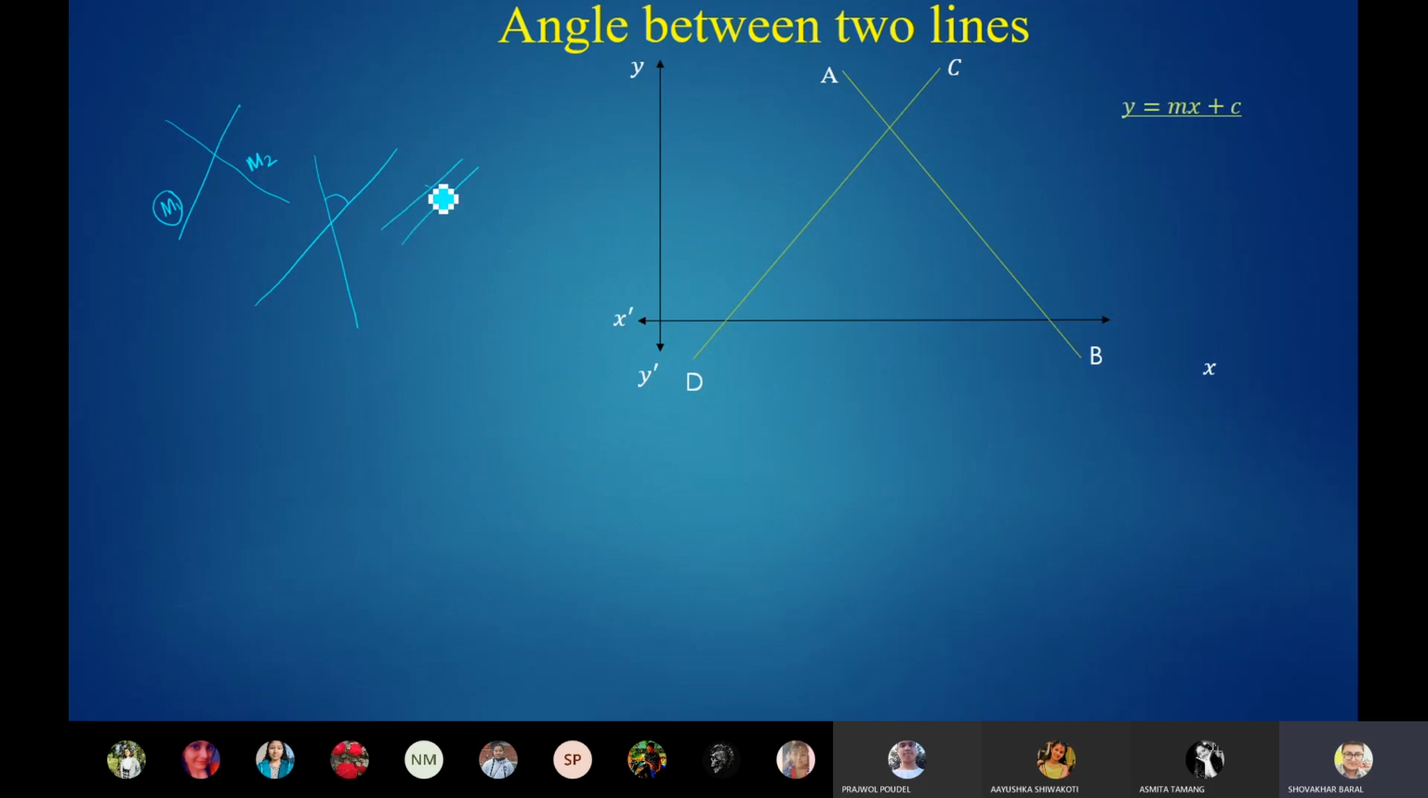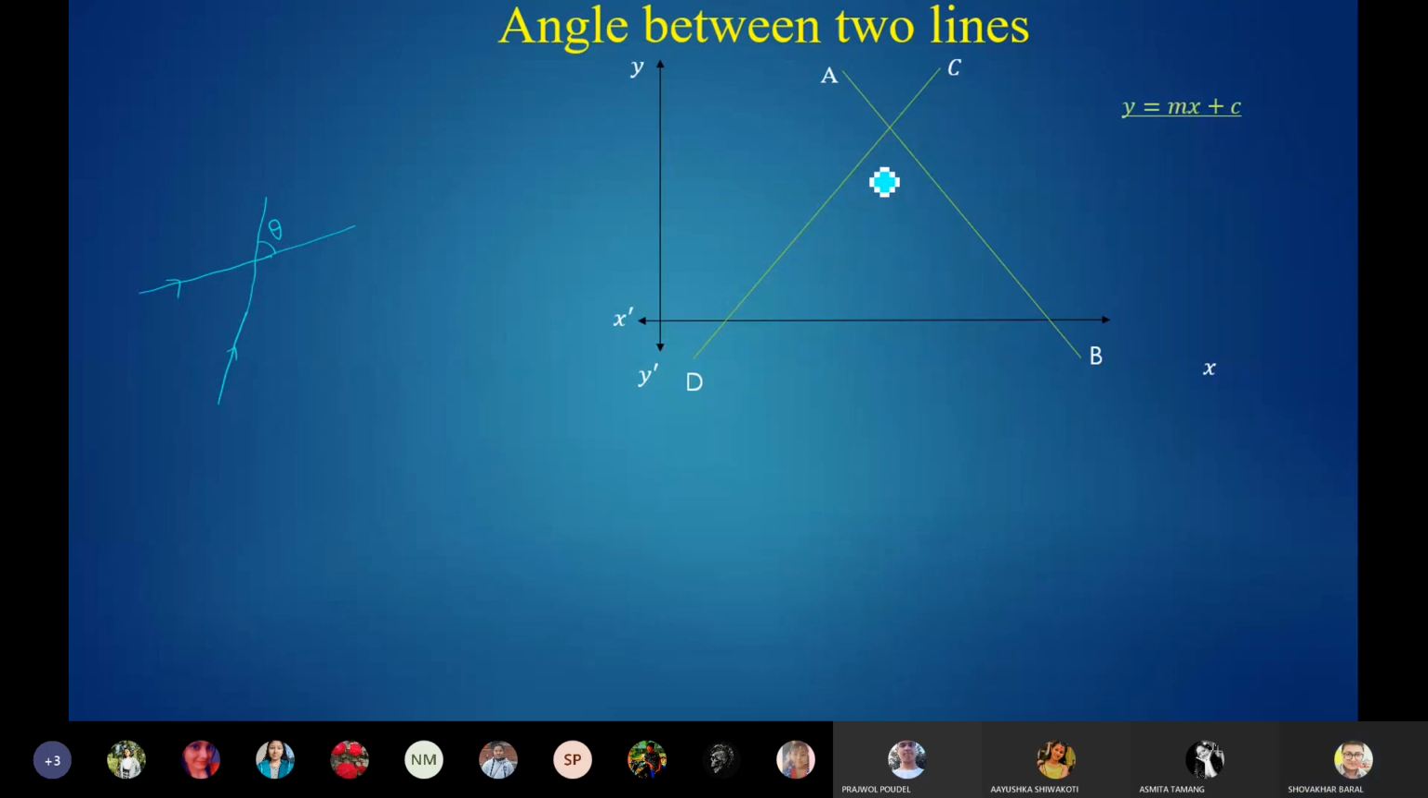So if two lines are parallel, then no angle is formed between them. But in most cases the lines intersect. Even if the lines do not intersect, for example one line coming this way and another line coming that way, if someone asks how can we find the angle between them, we can extend these lines and intersect them at some point so that we can find the angle between them. It's not always possible to measure it by using the protractor.